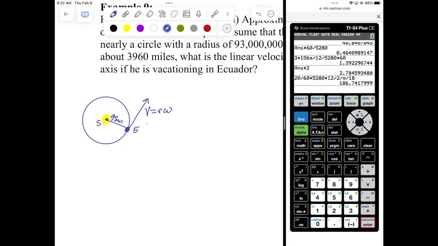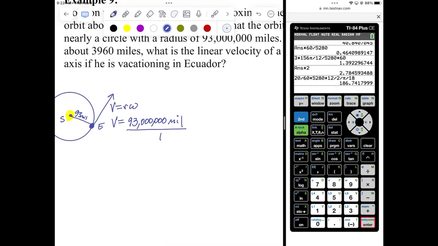So let's go ahead and plug in what we know. The linear velocity is, what's the radius of the Earth from the sun? 93 million miles. I'm going to put that over 1. Now I'm going to multiply by the angular velocity of the Earth around the sun. What's the angular velocity of the Earth around the sun? It makes one full rotation every 365. If we want to be more accurate about it, 0.25 days.